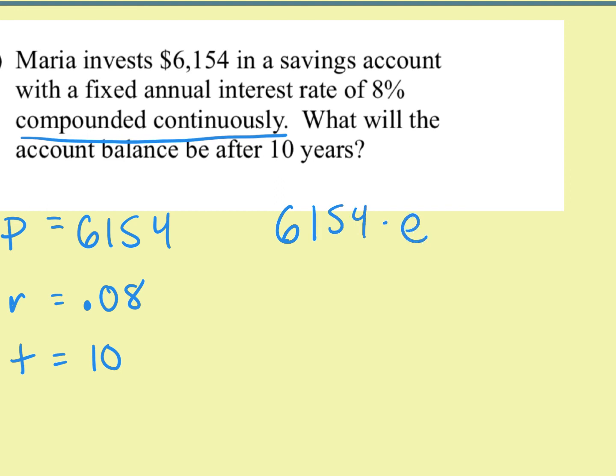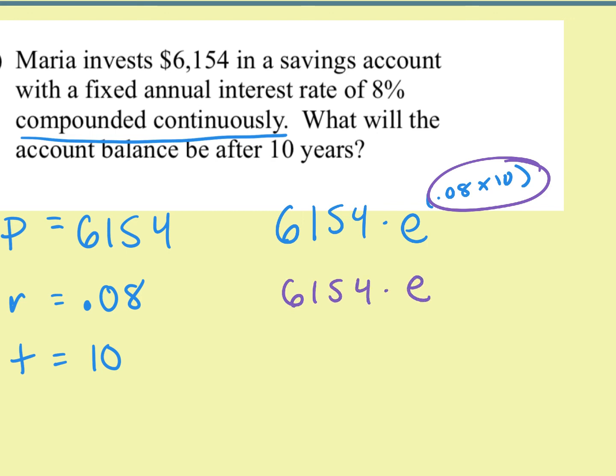6,154 times e to the power of 0.08 times 10. What do I do first? Multiply the exponent. So e to the power of 0.8. What do I do next? e to the power of 0.8. So e to the power of 0.8. That was 0.08 multiplied times 10.